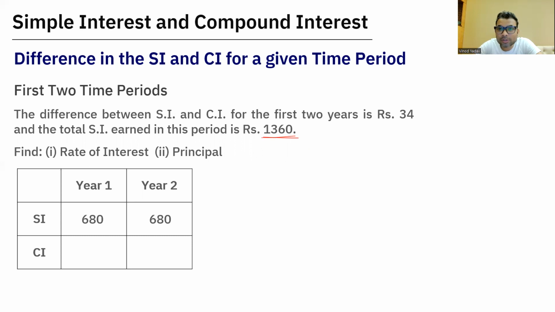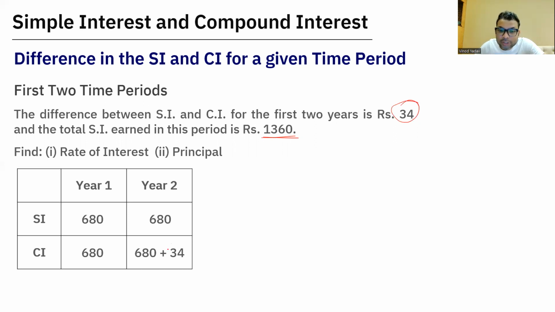Now what did this do for me? I came to know the first year's compound interest, which is 680 only, because in the first year both of them remain the same. This was the thought process, friends. In the next year 680 will continue plus interest on interest, and that is the only difference between the simple and compound interest for the first 2 years, right? Interest on interest. This 34 rupees was the differentiating factor.